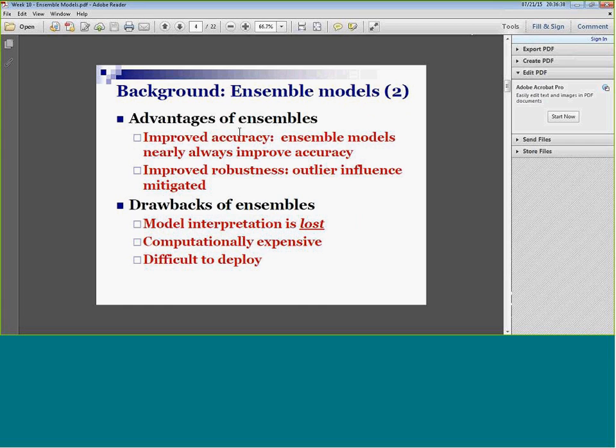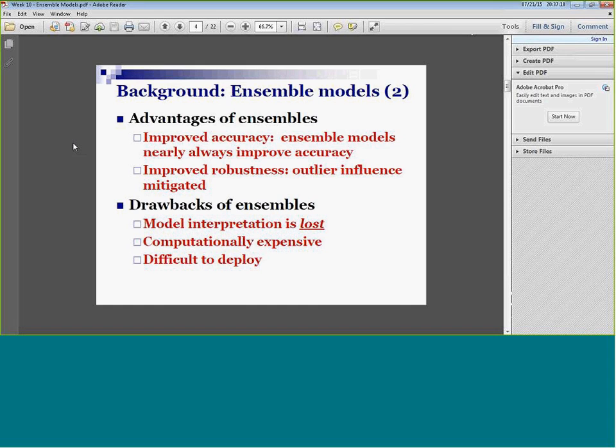The advantages, as I said, improved accuracy. They will improve your accuracy. Whether it'll be enough to offset the downside, you'll have to determine as always. And improved robustness. Basically, ensemble models allow you to mitigate the impact of outliers. You know, outliers can have a serious impact on most models because it skews the model to have to sort of account for those. And when you build multiple models with samples of the data, you oftentimes ameliorate or mitigate the effect of those outliers. So that's very helpful.